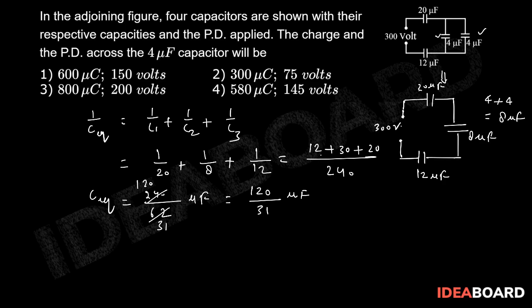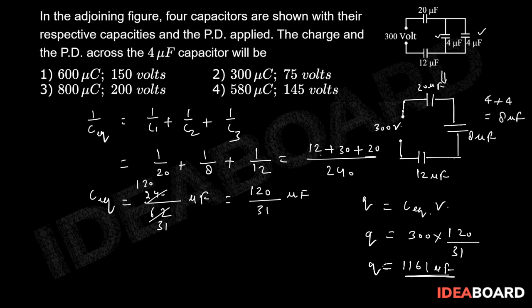So we can find out the value of charge. Charge Q will be equal to C equivalent into V, and the potential drop we applied is 300 volts, and C equivalent is 120 by 31. Which will give you approximately Q equal to 1161 microcoulomb, if you solve this.